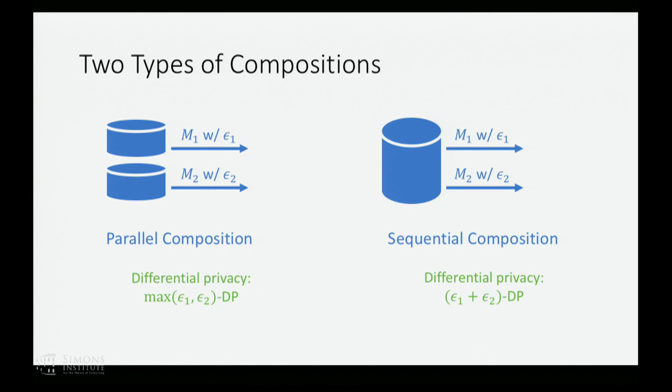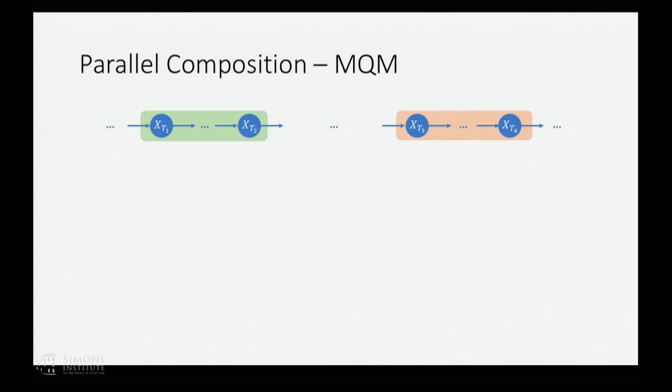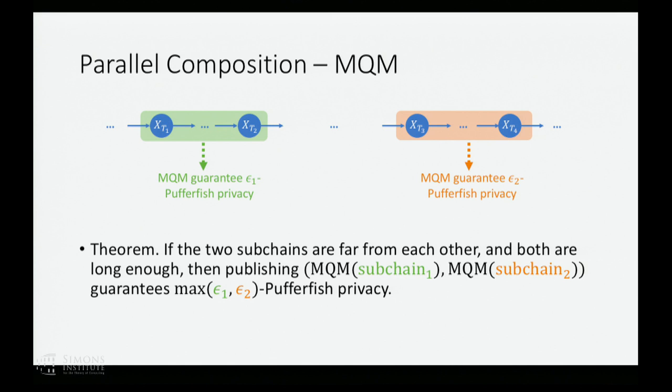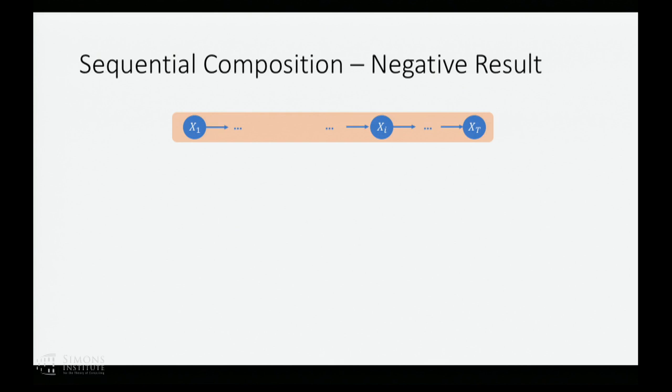First, for parallel composition, we assume that we have two versions of MQM running on two disjoint subchains of one Markov chain. The difficulty of composition here comes from the correlation between the two subchains. If we publish some statistic on the first subchain, this will also reveal information on the second subchain due to correlation. But we have shown that if we use MQM to do the two releases, and the two chains are long enough and far away from each other, then this whole release will guarantee max of epsilon 1, epsilon 2 pufferfish privacy, which matches the result for differential privacy.